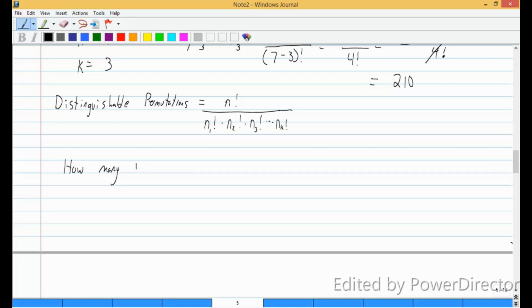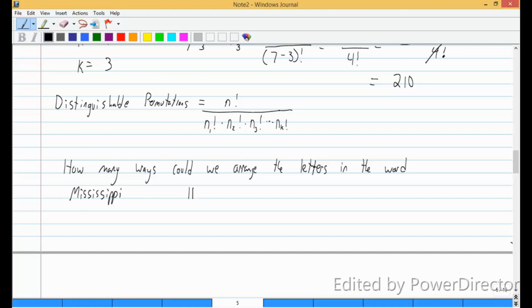So how many ways could we arrange the letters in the word Mississippi? All right, so first we need to know how many total letters are in Mississippi. So count all the letters. All right, I got 11.